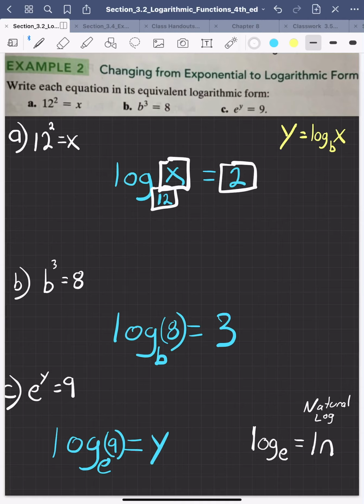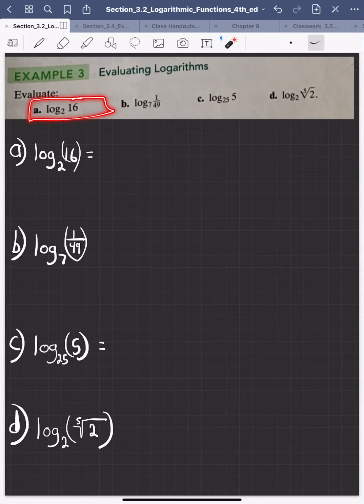So the next part is how can we use this skill to solve some problems. So we want to evaluate each of these. So log base 2 of 16, how do we do that? Well, until we've had some more training, we might not yet understand how to evaluate that. But let's just go back to exponential form.